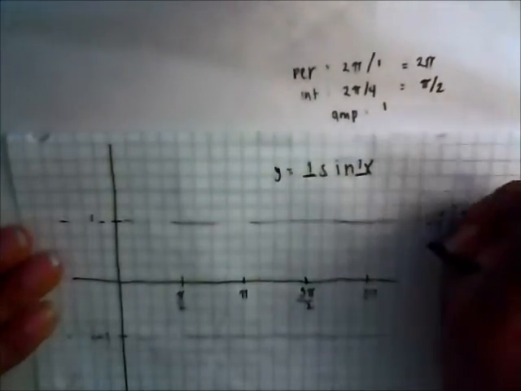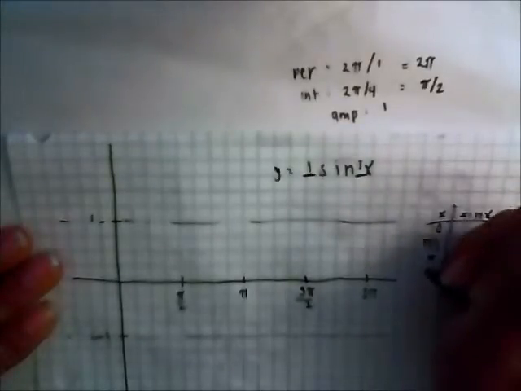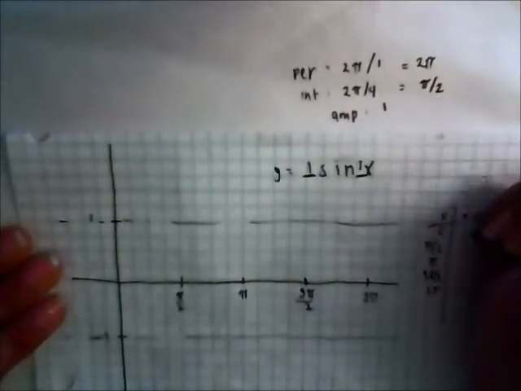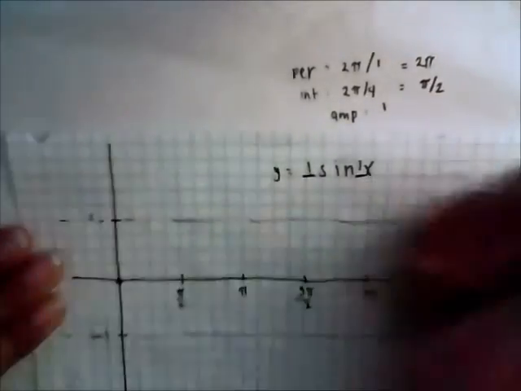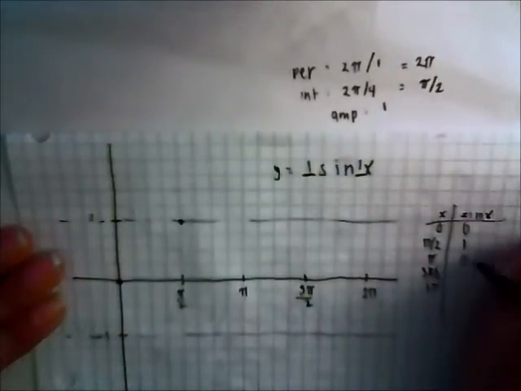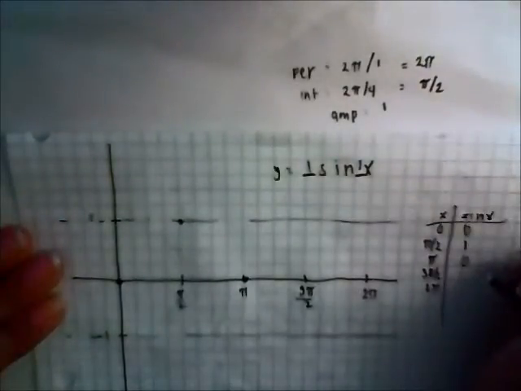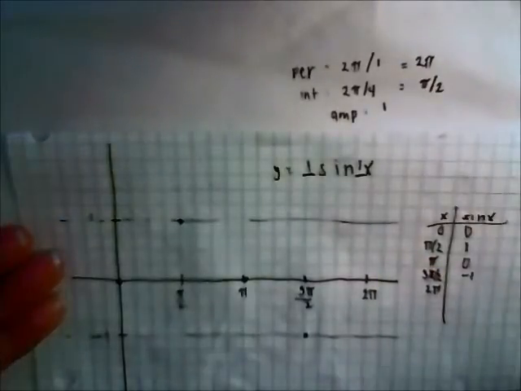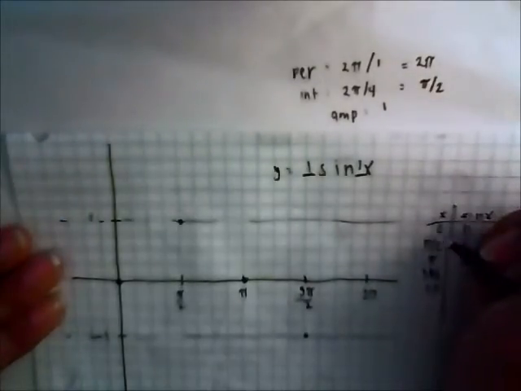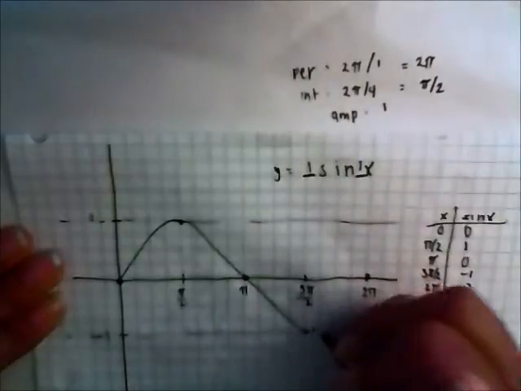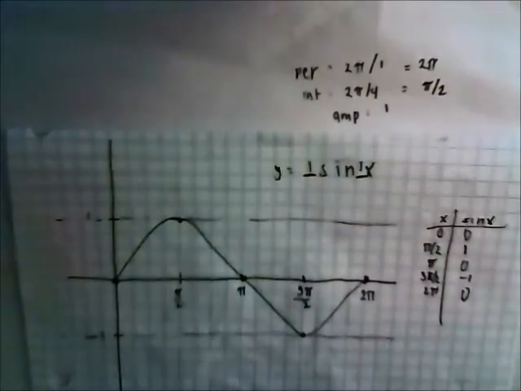So we have to find 0, pi over 2, pi, 3 pi over 2, and 2 pi. The sine of 0 is 0, and the sine of pi over 2 is 1. Then the sine of pi is back to 0, and the sine of 3 pi over 2 equals negative 1. And we're back to 2 pi, which is also the same as 0. So it equals 0. So this makes one cycle of y equals sine x.